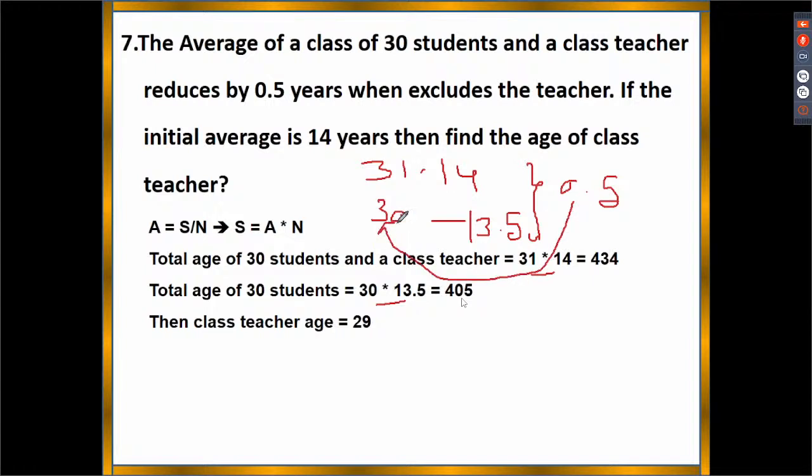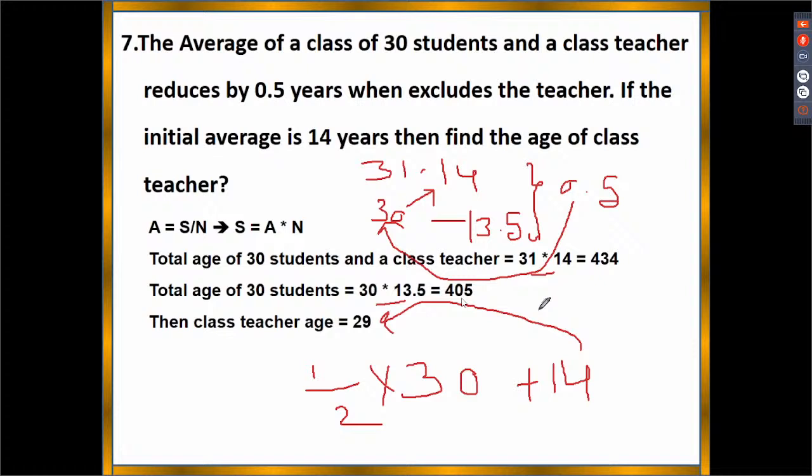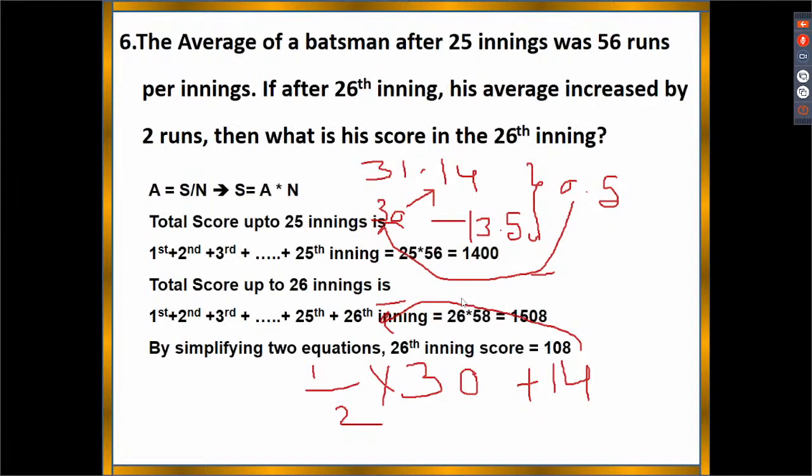0.5 into 30, how much? 1/2 into 30 is 15, plus 14. What is the value? 15 plus 14, 29 is the correct answer. There is no need to go for 31 into 14 or 30 into 13.5. Clear? The same thing is applicable for the previous one also, no?